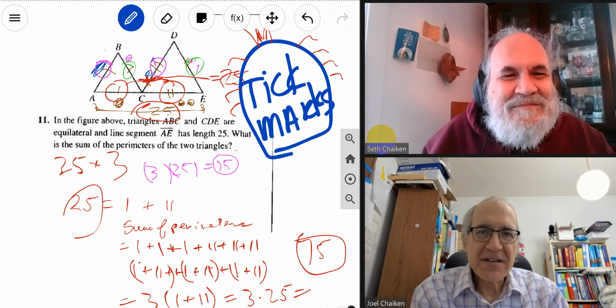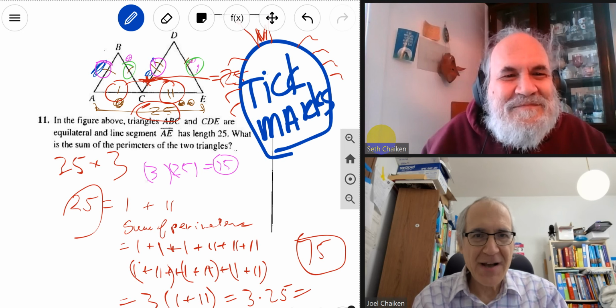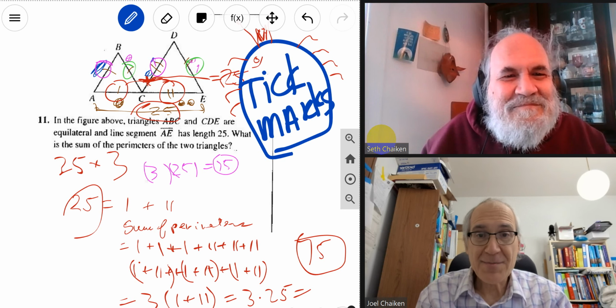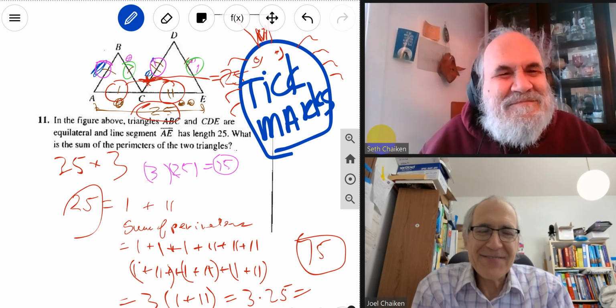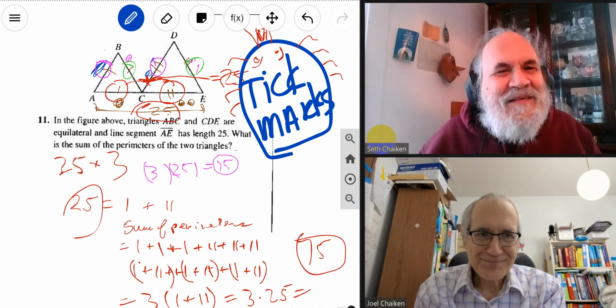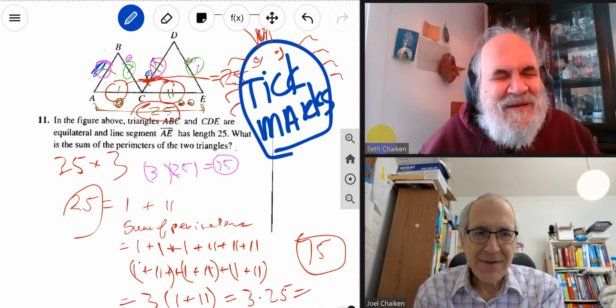But if you put enough tick marks in a geometry problem, you can let the tick marks do all the thinking for you in a lot of geometry problems, particularly in geometry proofs. Oh, well, really any geometry problem. So, anything else to be said? No. Wow. So, Throwback Thursday.